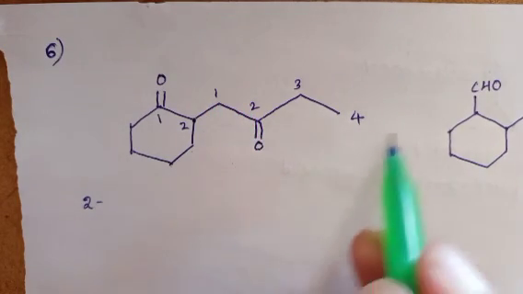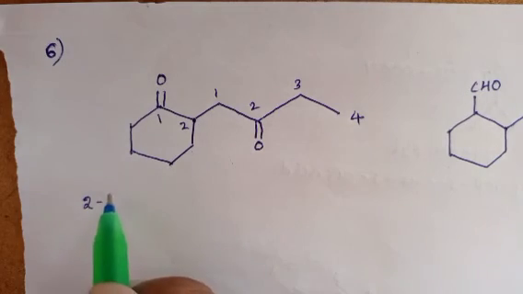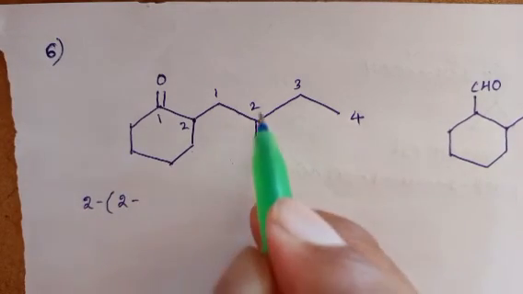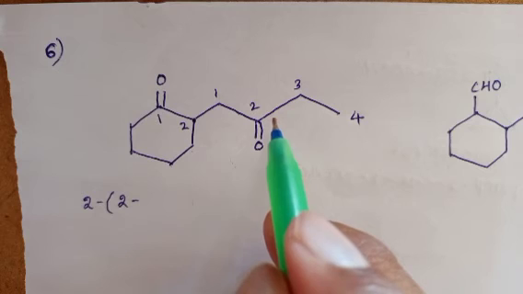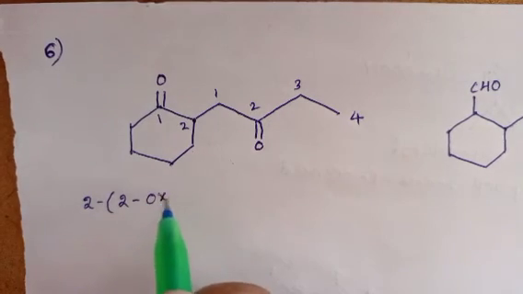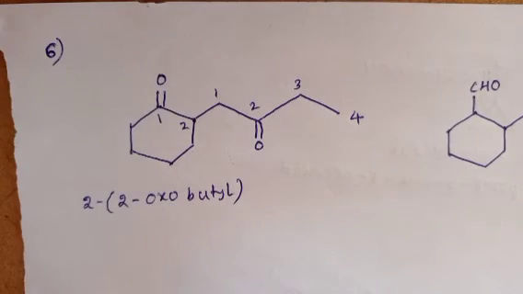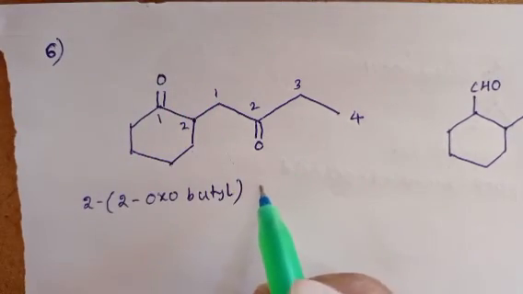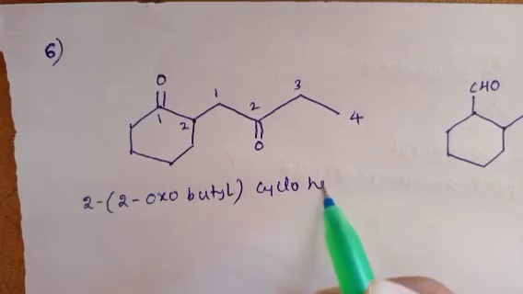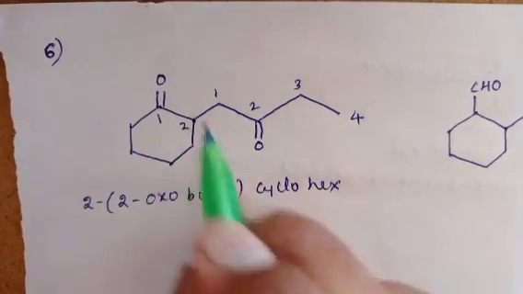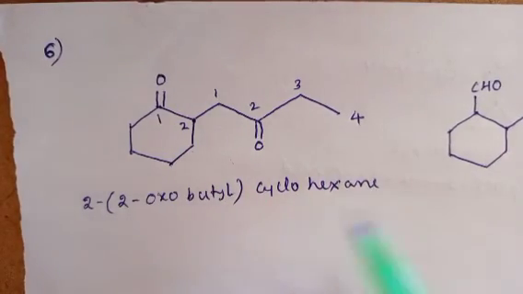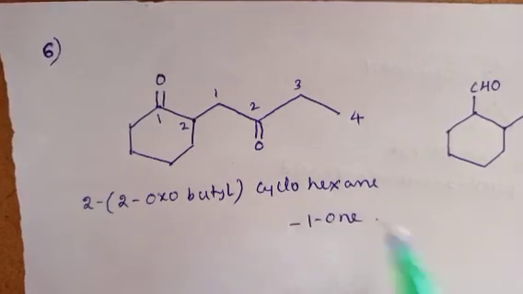But the substitution also contains another substitution. At the second place, C double bond O, ketone. But the dummy name of ketone is oxo, so 2-oxobutyl. Yes, the substitution part is completed. Now what is the remaining part? This one means cyclo, hex, only single bonds, hexane and 1-one, or cyclohexanone, both are correct.